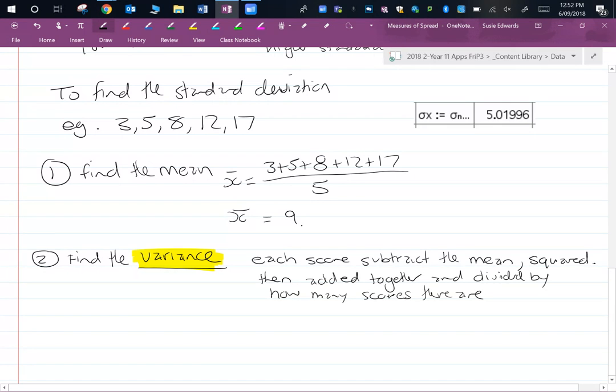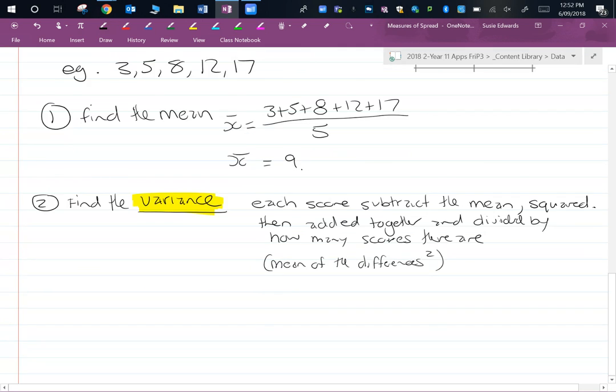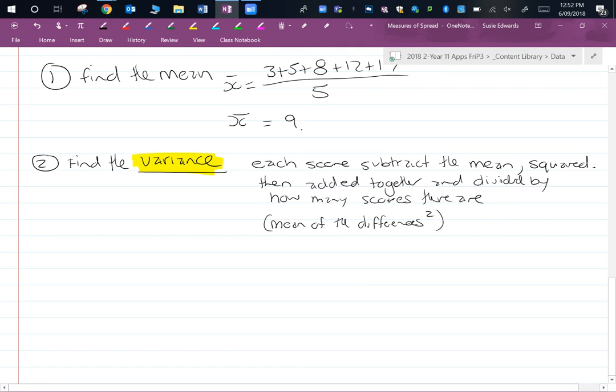So for that, we're finding the mean of them. We're finding the mean of the differences squared. So that's what variance is, the mean of the differences squared. That's pretty much what we're doing. So to do that, we look at each score. It's going to be quite a long working out.